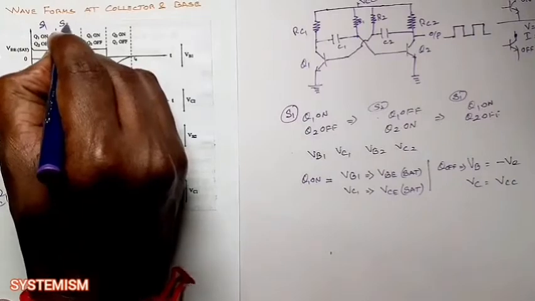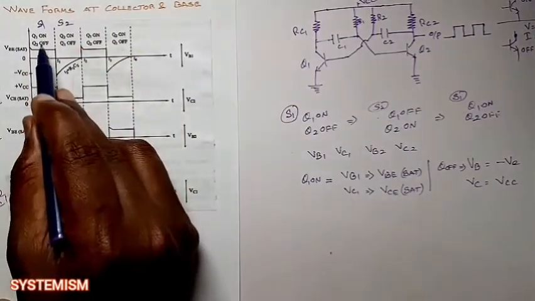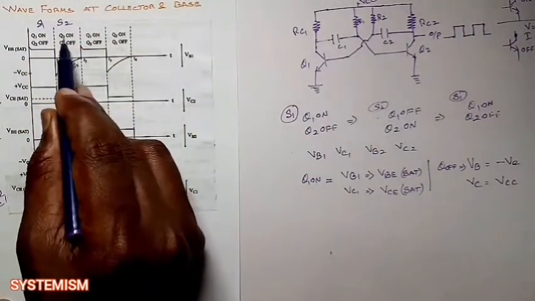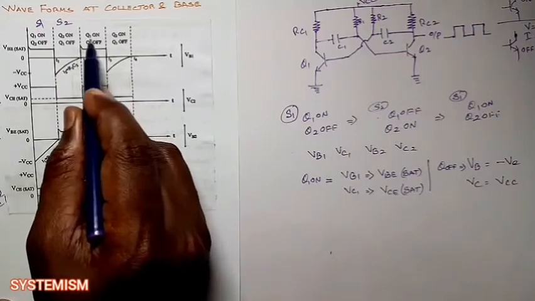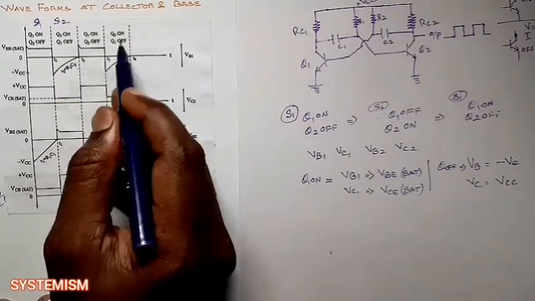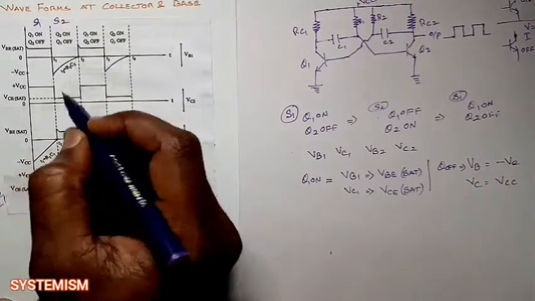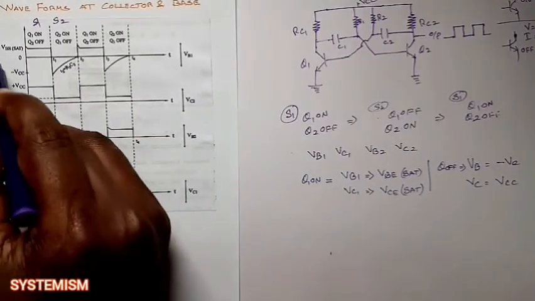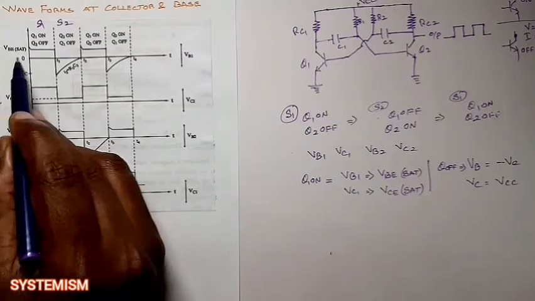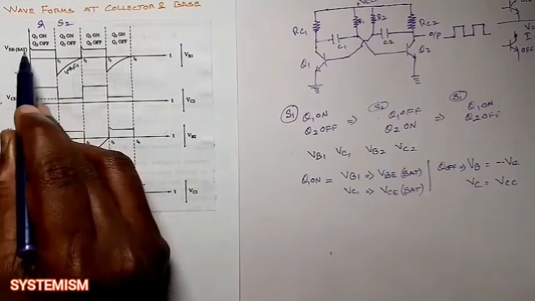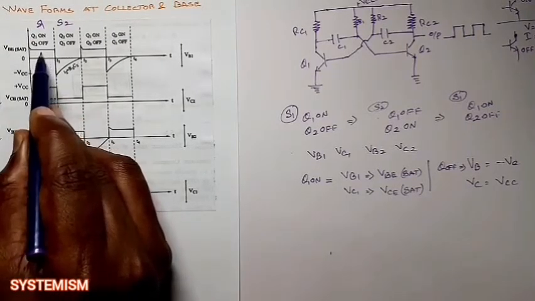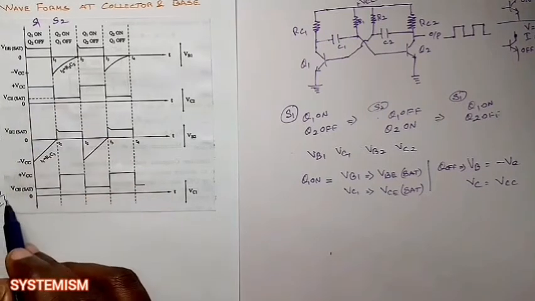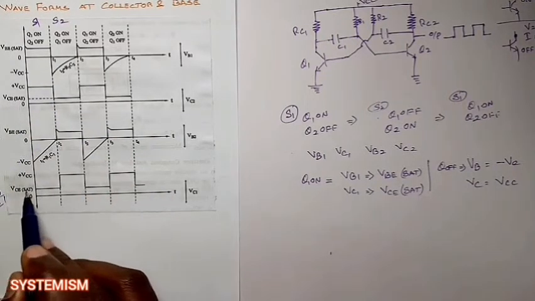State 1: Q1 on and Q2 off. Then state 2: Q1 off and Q2 on. State 1 again: Q1 on and Q2 off. So this is transistor 1. The first two are for transistor 1. Transistor 1 is on, so what about the base voltage? Base voltage is VBE sat. What about the collector voltage? Collector voltage is VCE sat.